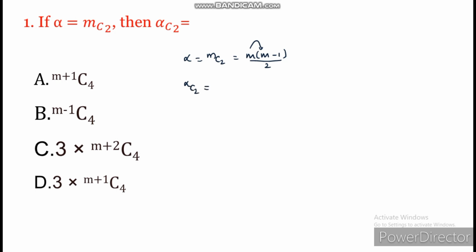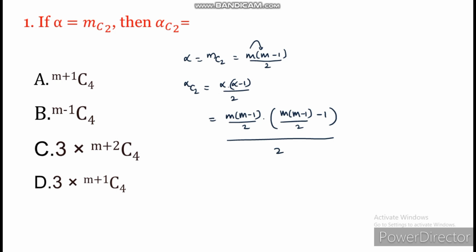Now they have asked alpha C2. What is alpha C2? Alpha into alpha minus 1 divided by 2. Now I will substitute the alpha value here. Alpha is M into M minus 1 by 2, into alpha minus 1, that is M into M minus 1 by 2 minus 1, whole divided by 2. Wherever you have alpha, I am substituting this value. Now M into M minus 1 divided by 2, 2 twos are 4, and then M into M square minus M into 1, M, take LCM, 2 into 1 is 2, whole divided by 2.